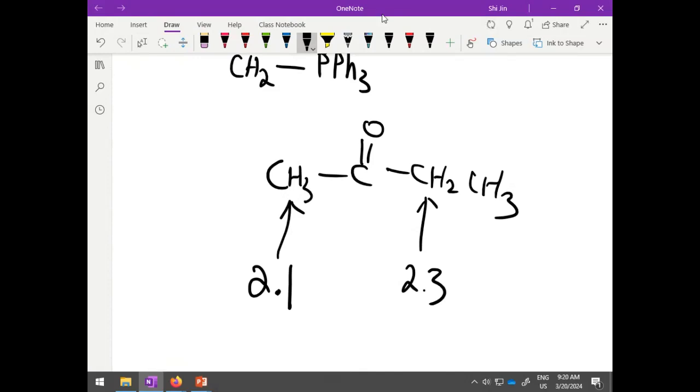And this one, obviously, if you guess the chemical shift value, should be maybe 1.1, something like that. Because compared to this CH3, it's significantly further away from the carbonyl group. The carbonyl group is the key electron withdrawing group here.